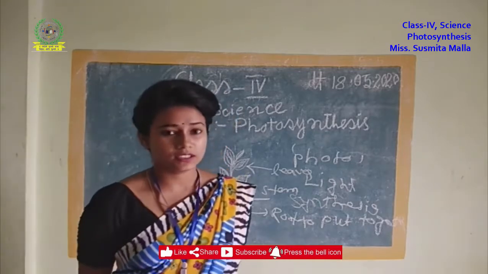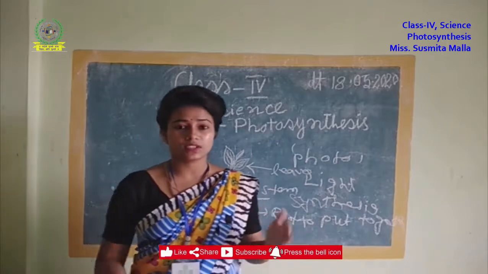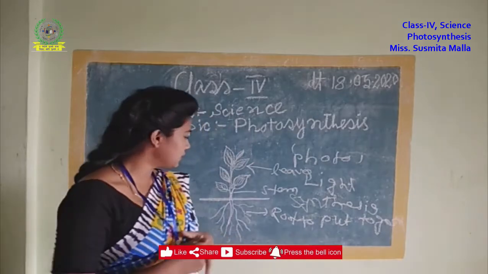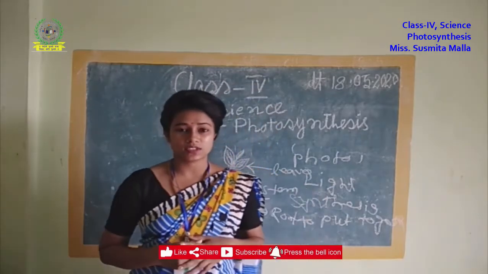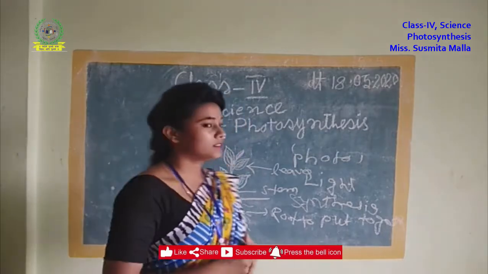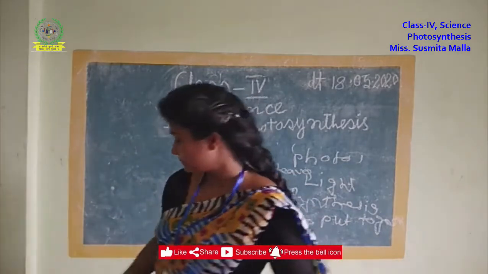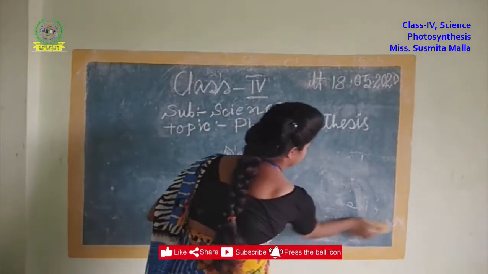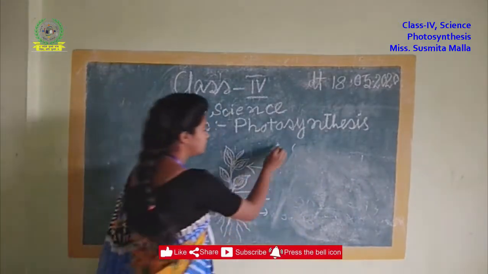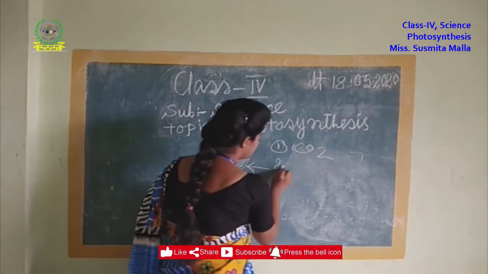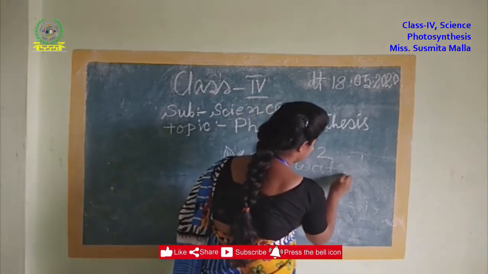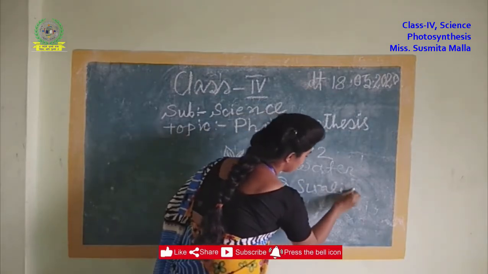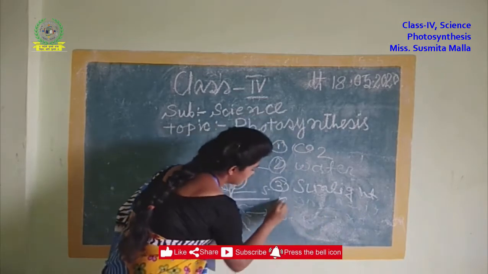The main 4 ingredients for the photosynthesis process. This is a process and it needs some ingredients. So I am telling you the main 4 ingredients for the photosynthesis process are carbon dioxide, water, sunlight and chlorophyll. First is carbon dioxide, second is water, third is sunlight, and fourth is chlorophyll.